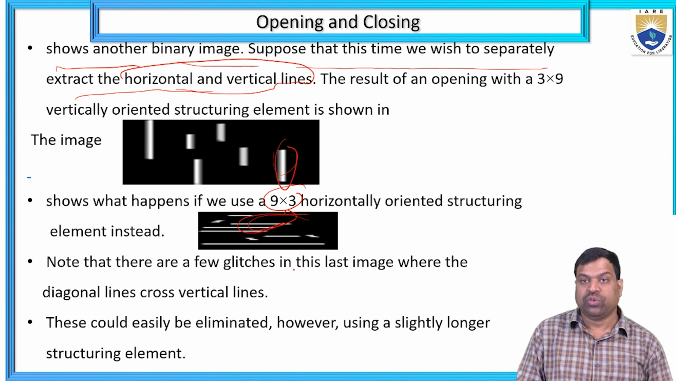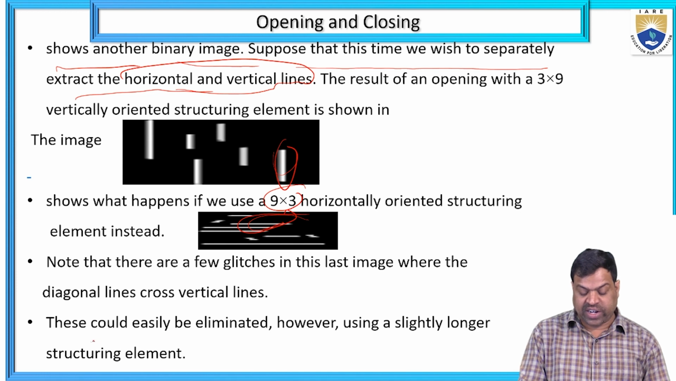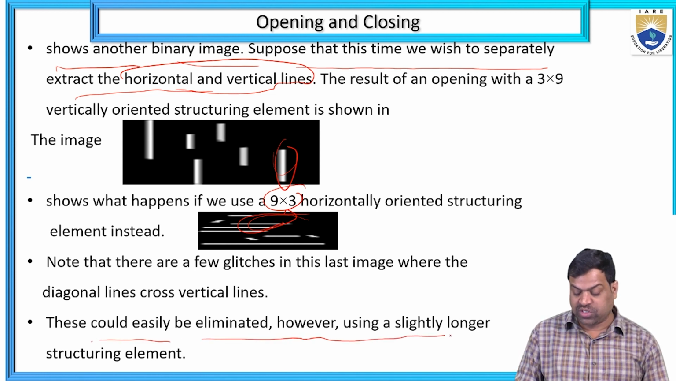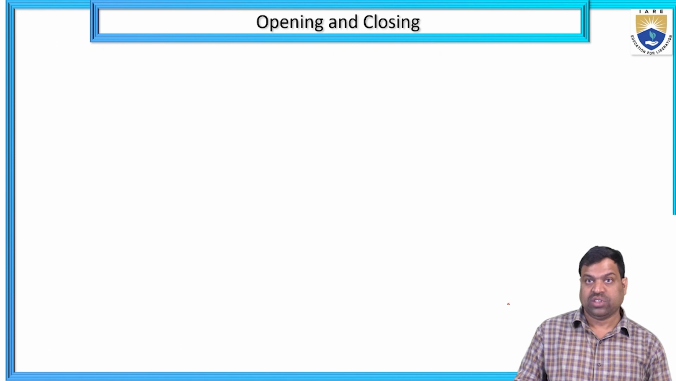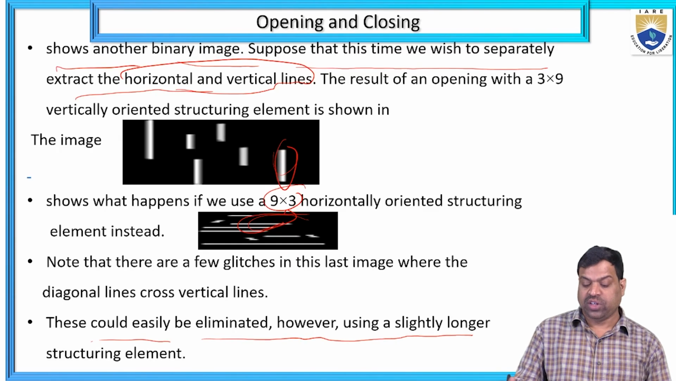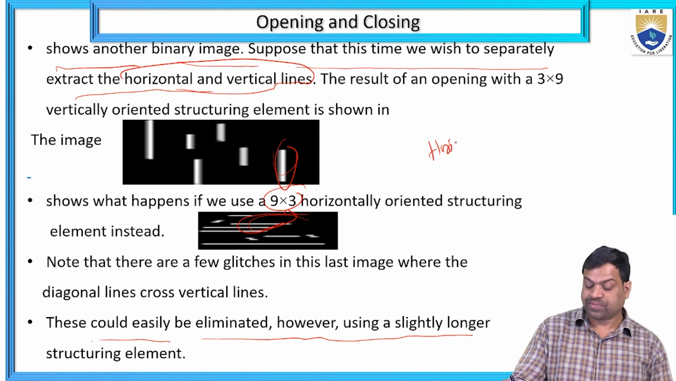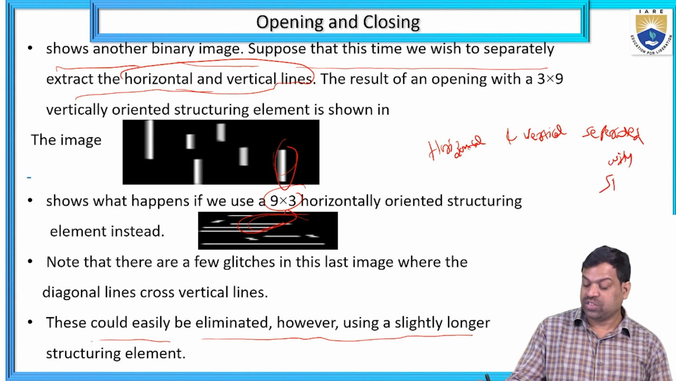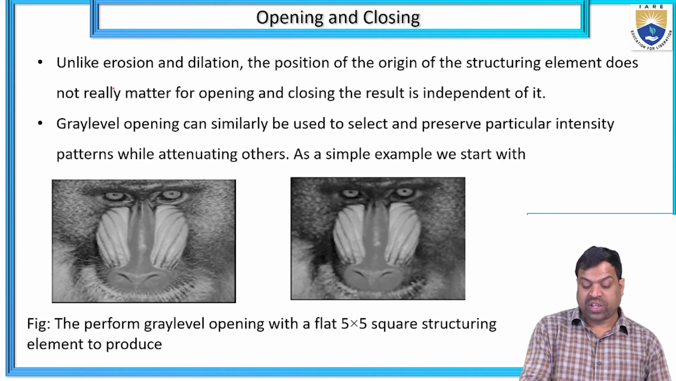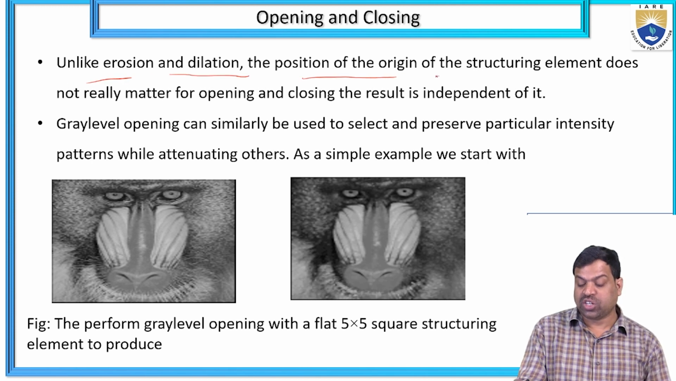But these are the few glitches in that lost image where the diagonal lines cross vertical lines, and these could easily be eliminated, however, using a slightly longer structuring element. Okay, so here horizontal and vertical separated with structuring element.